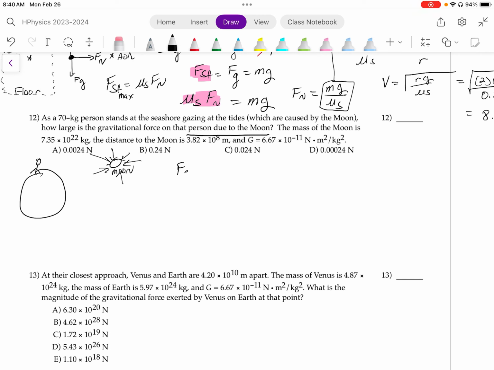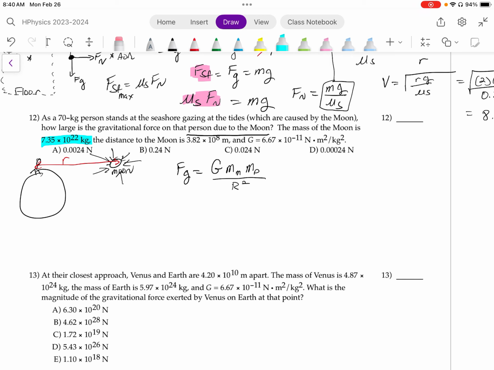So the force of gravity, we have to use the big G equation, is equal to the mass of the moon times the mass of the person divided by the distance between where she's at and the center of mass of the moon. So we need this value. The mass of the moon was given, so we know that. The mass of the moon was 7.35 times 10 to the 22nd.